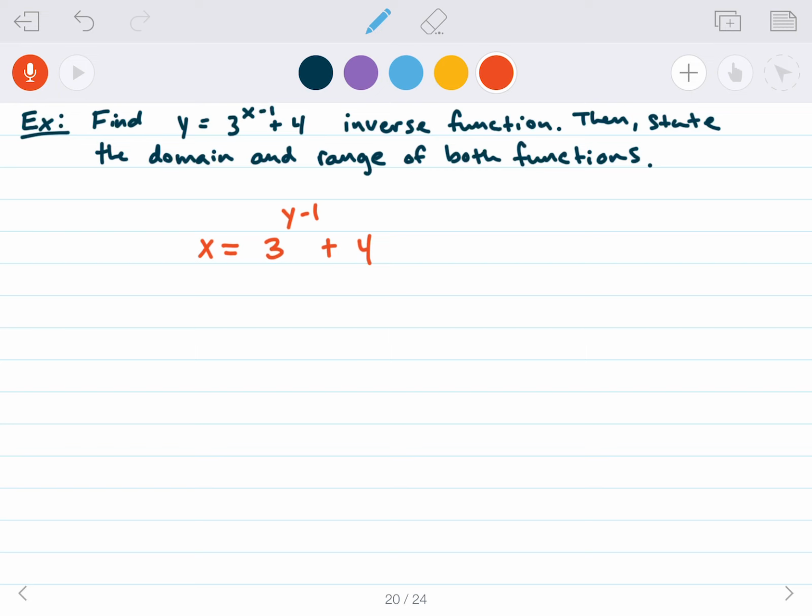The first thing I'm going to do is isolate the exponent term, subtracting 4 from both sides. So x minus 4 equals 3 to the y minus 1. Now to undo the base 3, I can take the log base 3 of both sides. You could also take the ln of both sides and get an equivalent inverse function, but for simplicity's sake, I'm going to do it like this.